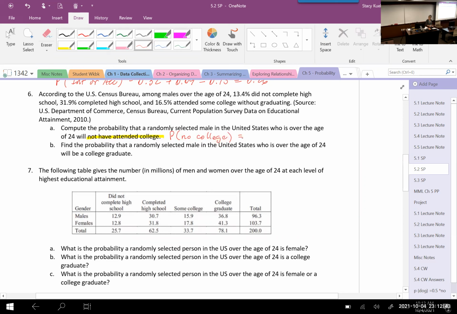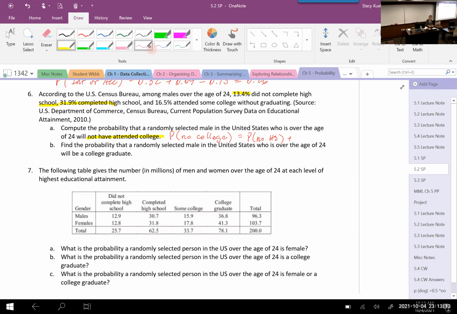would be equal to the very first number that you have in there, which is talking about 13.4% that did not complete high school, so no high school. If you didn't complete high school, doesn't that imply you didn't go to college? So that would be the probability of no high school. And then the next number in there says 31.9% completed high school.